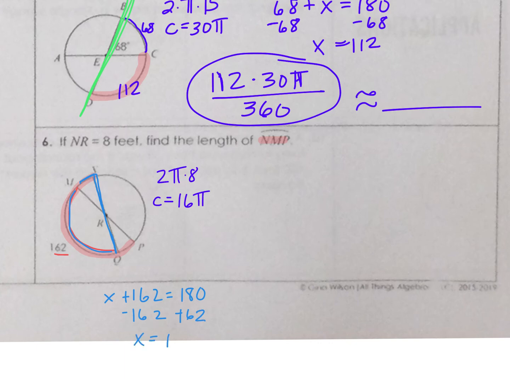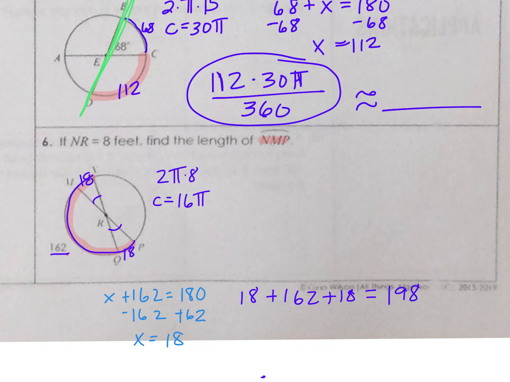So that means that that little part is 18. If I know this piece is 18 and this piece is 162, I know these guys are vertical angles, so they're the same. So he's 18. So that whole red would be 18 plus 162 plus 18, which would give me that whole thing, which is 198.